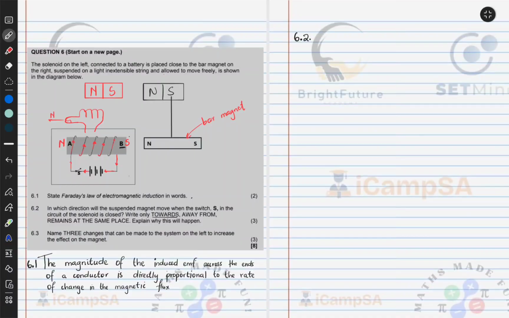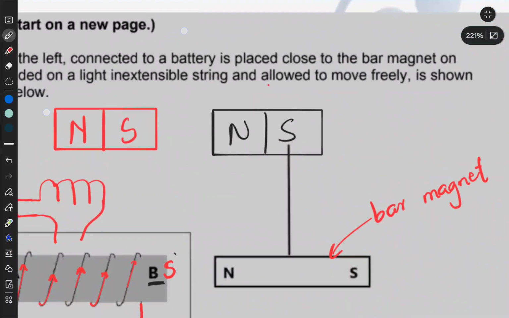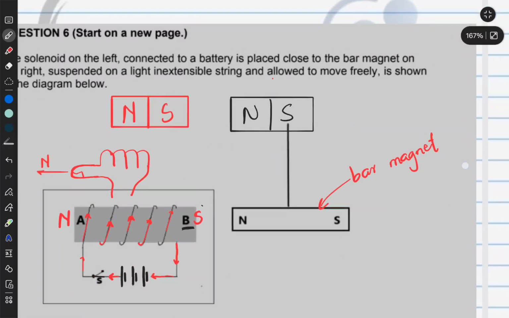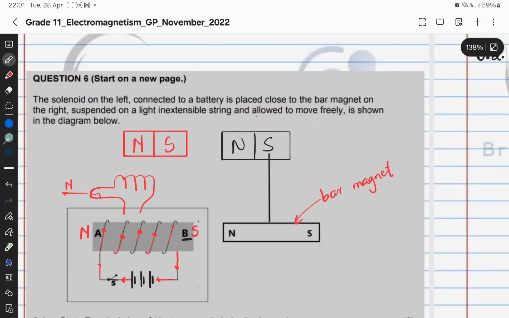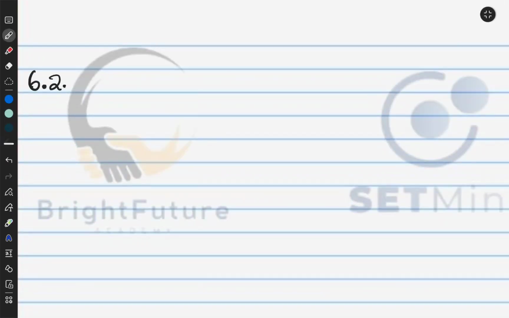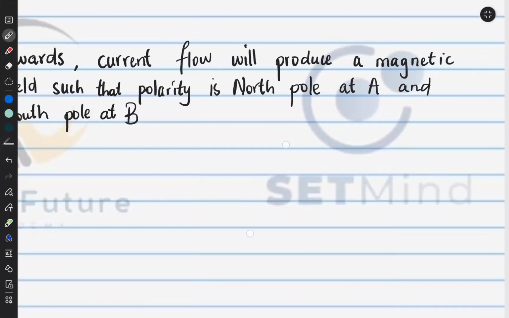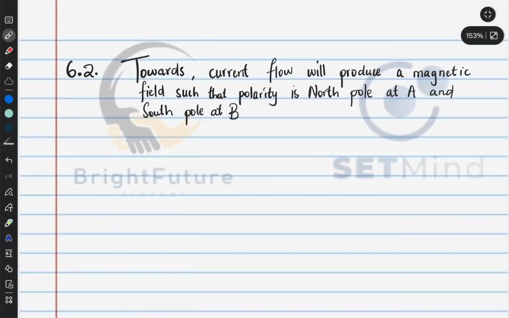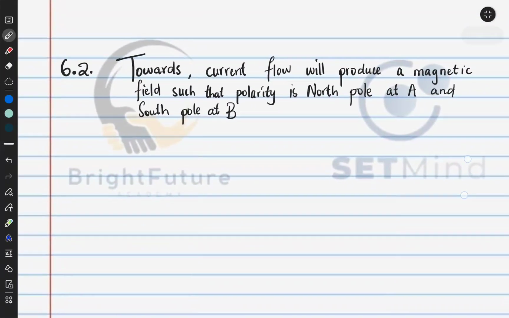First, the bar magnet will move towards the solenoid because south and north attract. These two are unlike poles. So yes, let's write our answer. First we say towards. Like I said, this thing will move towards, right?